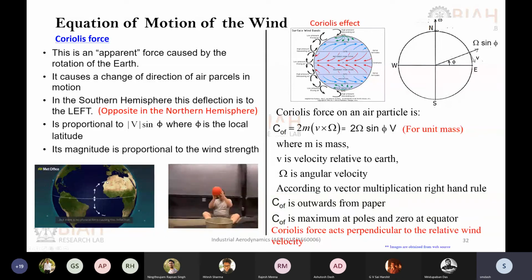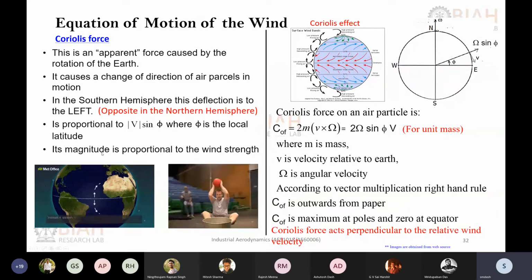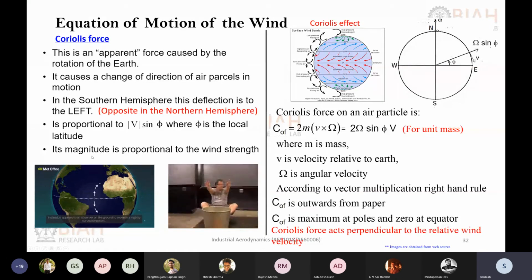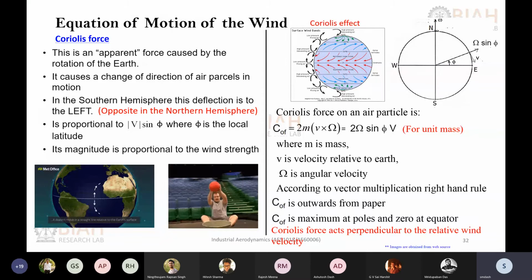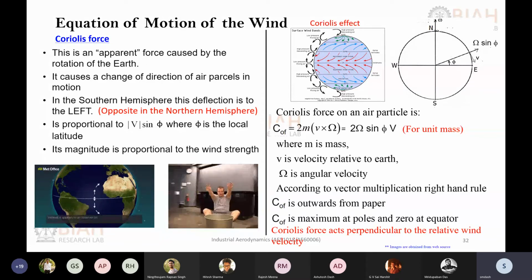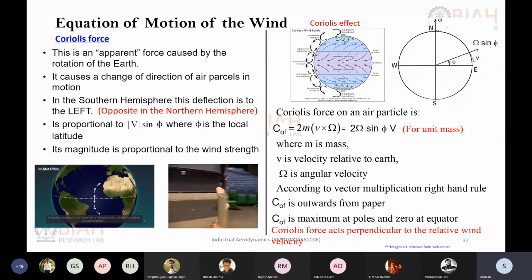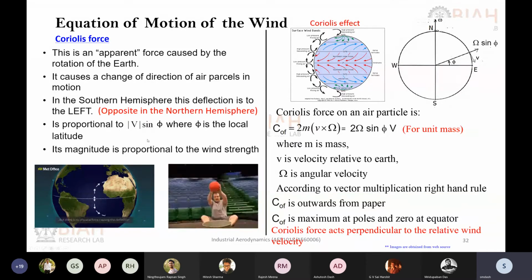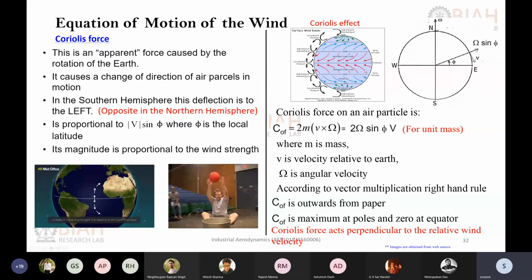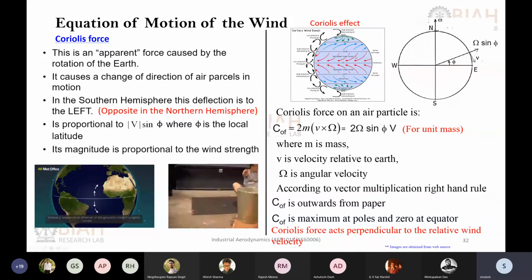The observer may be standing at the equator or at the pole, it doesn't matter. In the northern hemisphere, it will always be deflected towards the right of the observer, and in the southern hemisphere, it will be towards the left of the observer. And based on that, we have seen this particular wind pattern or atmospheric circulation.